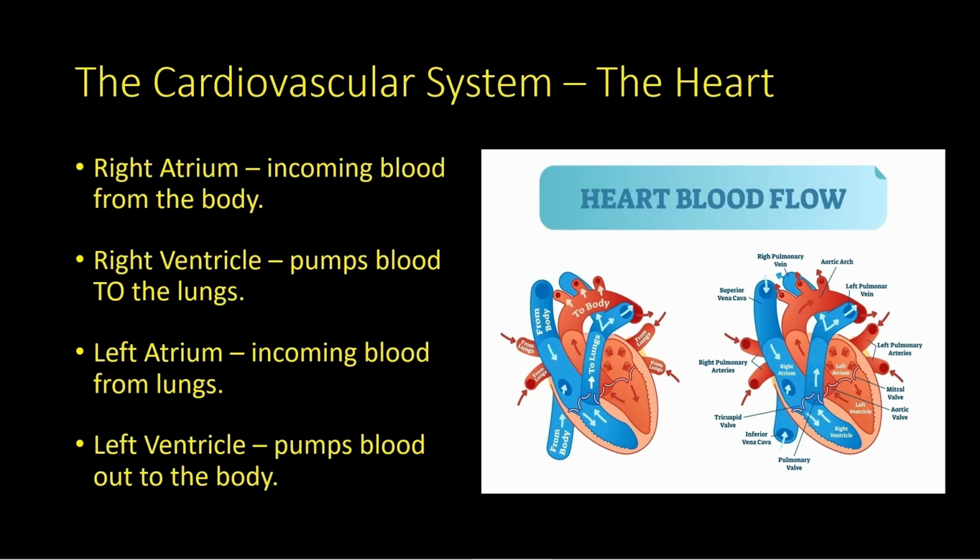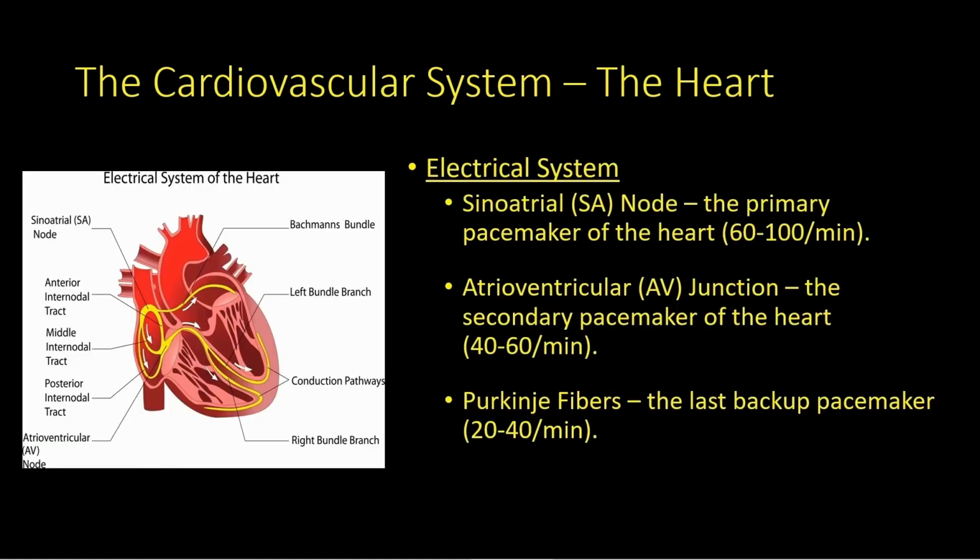Now, in addition to the chambers and the four parts of the heart and the different valves, the heart has an electrical system all its own. This electrical system is made up of three primary pacemakers. First is the SA node, or the sinoatrial node. This is the dominant pacemaker of the heart, and normally for an adult at rest, it will fire 60 to 100 beats per minute, or 60 to 100 impulses come out of the SA node per minute in the normal patient.